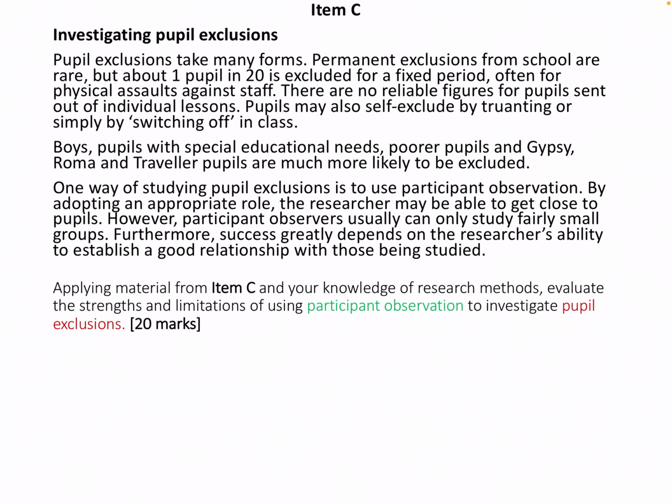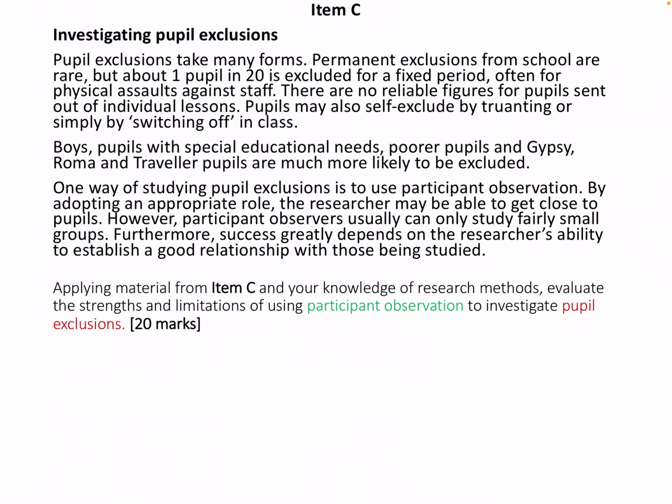Yeah, that's a good one to think about. Perhaps from your school's behaviour policy, students probably do get excluded from lessons. In my school it says consequence 1, consequence 2, but if they get a consequence 3 in the lesson, they get excluded from that lesson, for example. So you could write a bit about that. Anyway, pupils may also self-exclude by truanting, so they don't come to school, or simply switch off in class. So straight away I'd be like, how on earth would we even measure that?